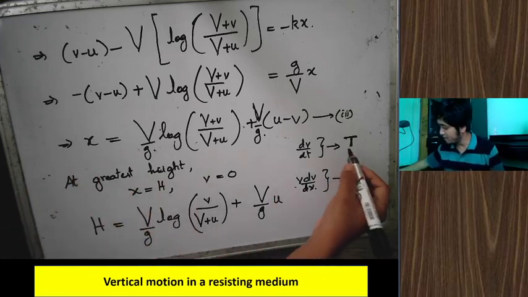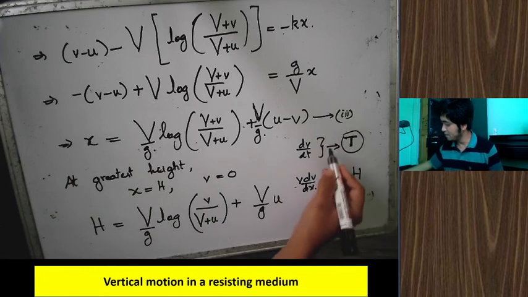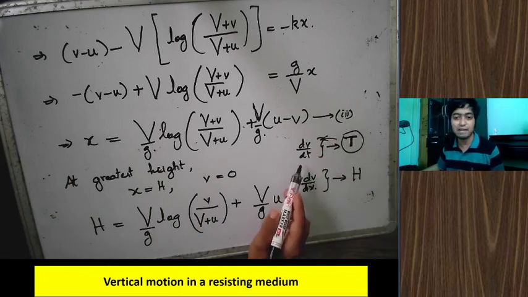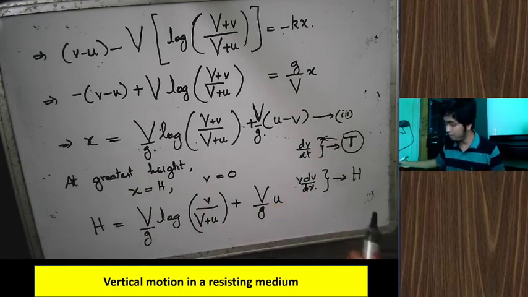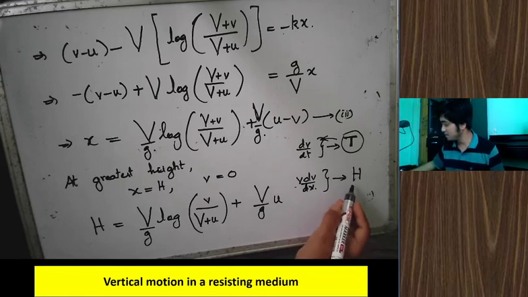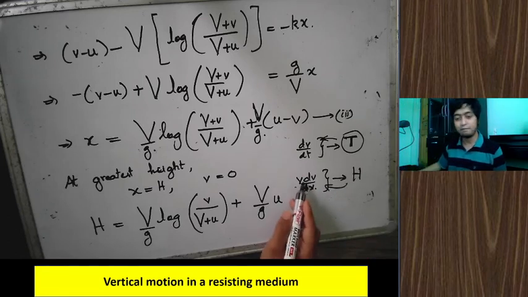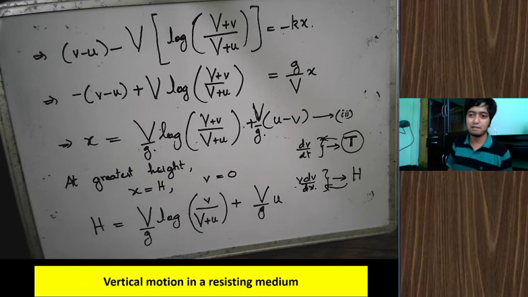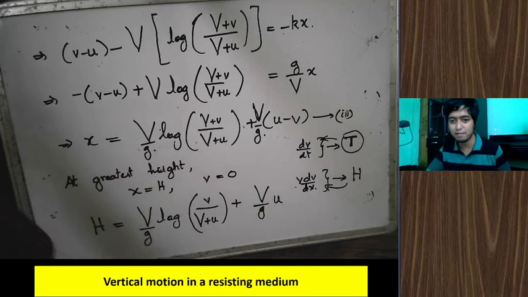If you have to find the time to reach the greatest height, it is best if you start with dv dt. And if you need the greatest height h, it is best if you start with v dv dx. Things will get done sooner if you follow this technique.